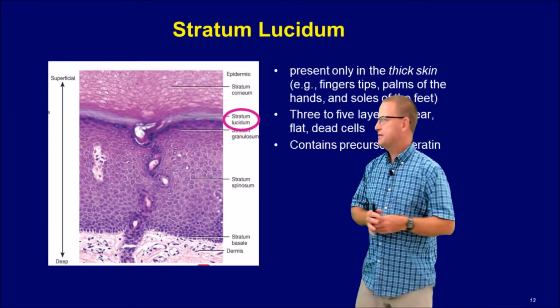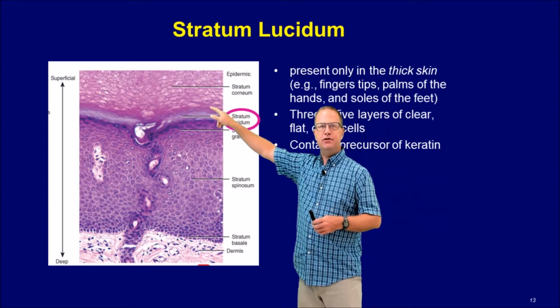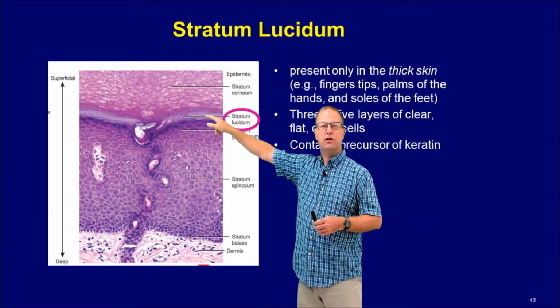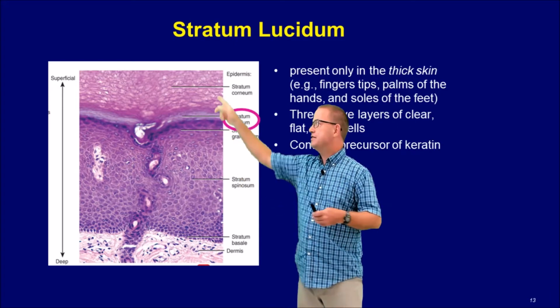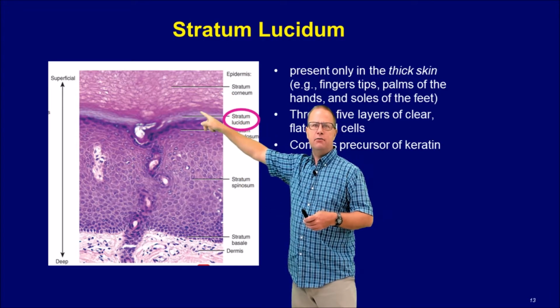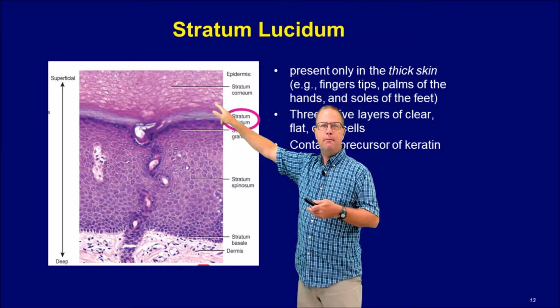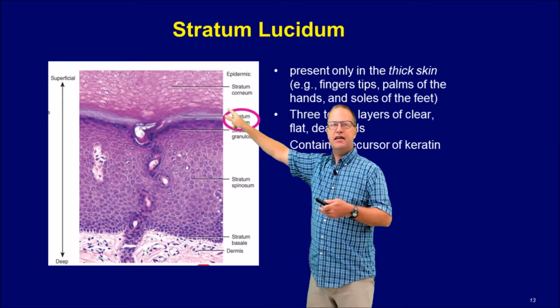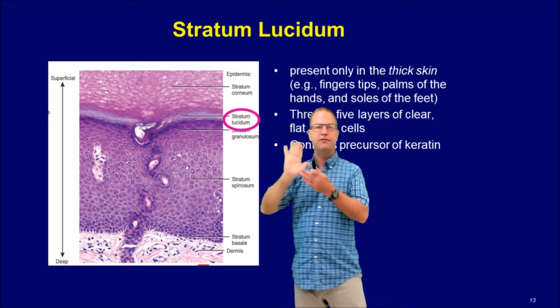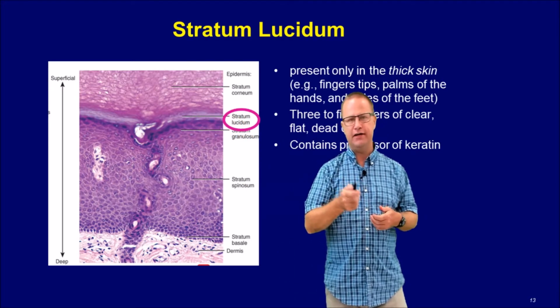Okay, finally, the next layer up is not present in all skin, but we do see it in thick skin, and this is called the stratum lucidum. The stratum lucidum, lucid here means clear, is a clear layer. We can't make out any cell boundaries. The cells are really well packed together, and they are dead. Everything above the stratum granulosum is dead. So this is a layer of skin that we only find in the thick skin of the palms of the hands and the soles of the feet.